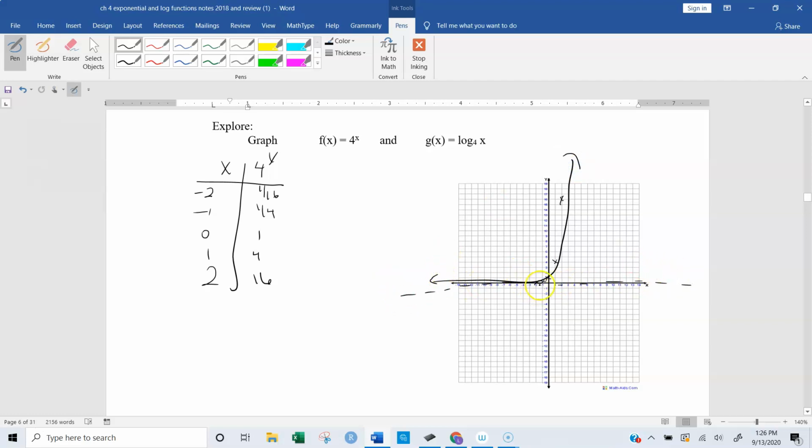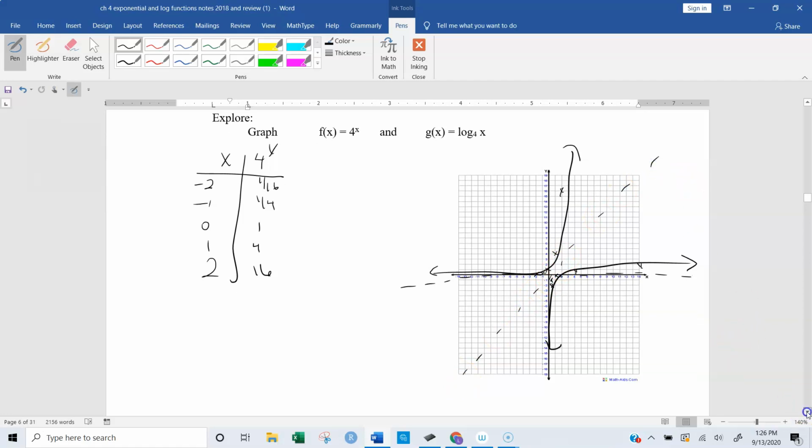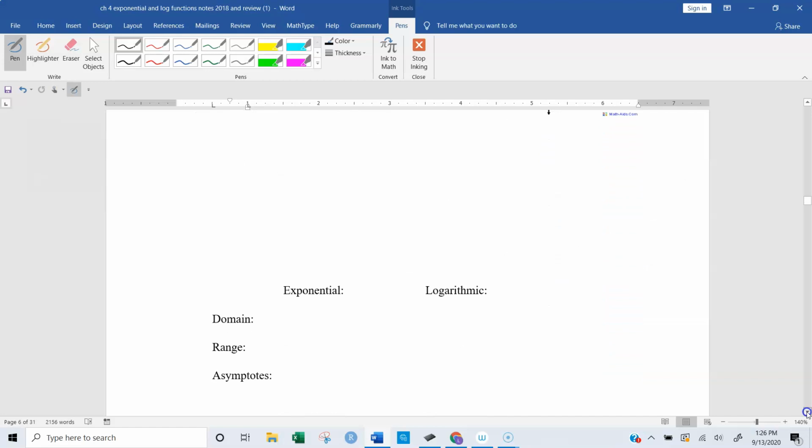Now, if we flip these numbers around, so this guy flipped is now 1/16, -2. This is now 1/4, -1. This is now 1, 0. This is now 4, 1. And this is now 16, 2. We just switched the x's and the y's. So I get mine over the y = x line. I hope you did well.